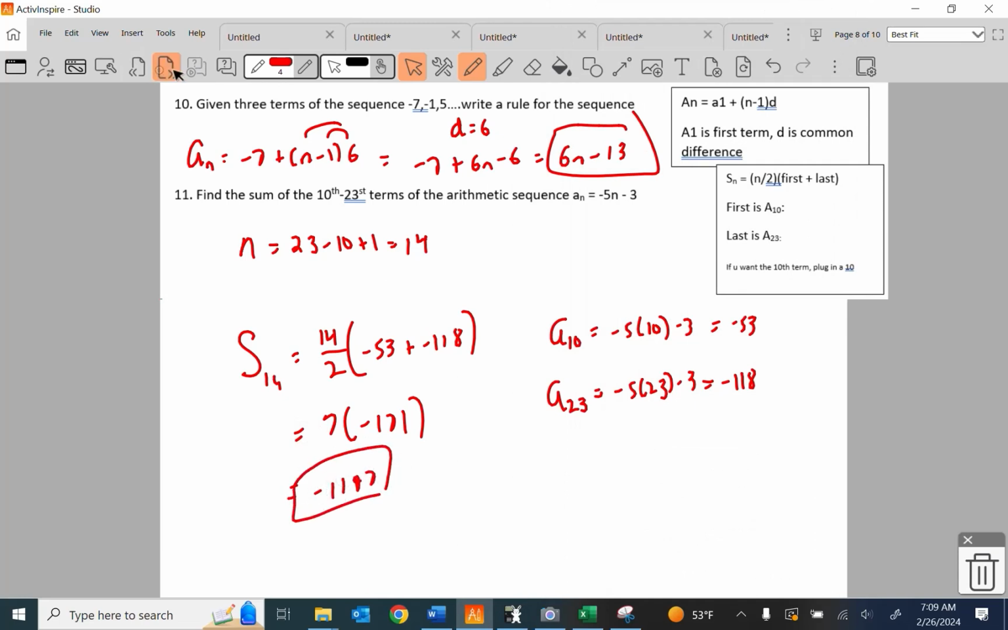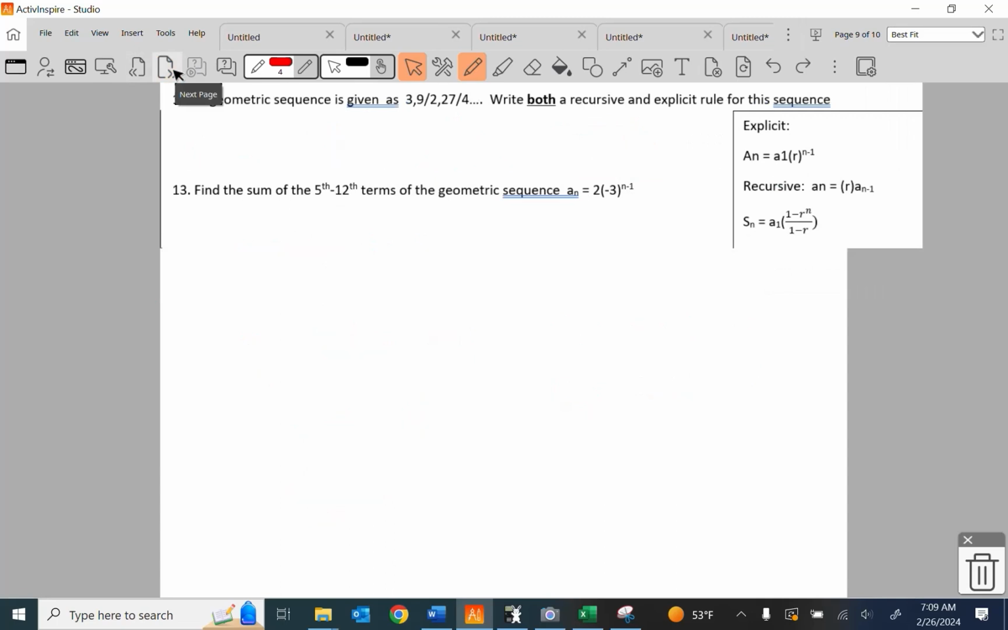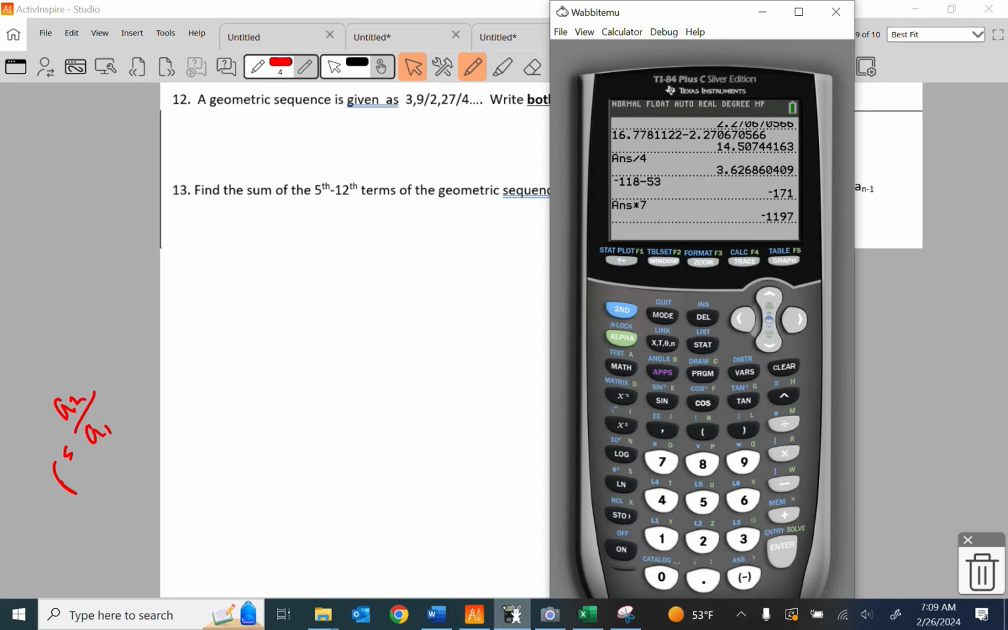All right, moving forward in my life. 12, the geometric sequence is given as 3, 9/2, 27/4. Give both a recursive and explicit rule for the sequence. Now, if you don't know, r is going to be the second term over the first term. Because a lot of you would struggle with that.